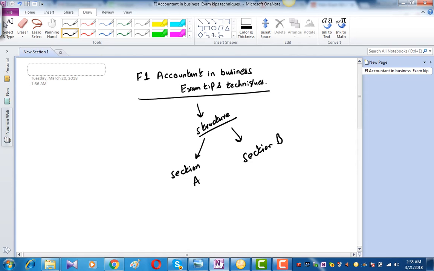So section A will have a total of 76 marks. There are 30 questions with 2 marks each, that will be 60 marks, and there are 16 questions with 1 mark each, and there will be 16 marks, so a total of 76 marks. So section A will have a total of 76 marks and section B will have a total of 24 marks. There will be 6 questions with 4 marks each and a total of 24 marks.